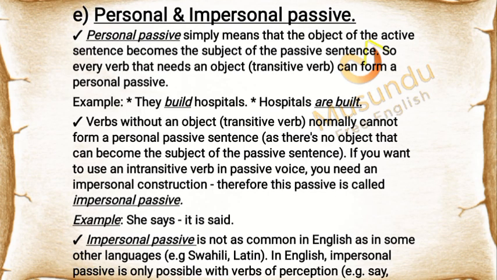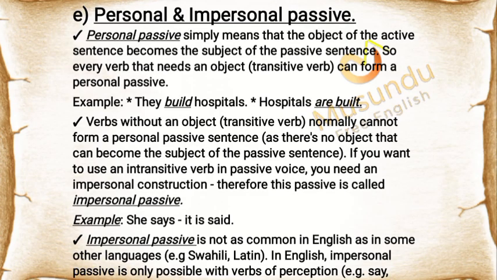So every verb that needs an object, a transitive verb, can form a personal passive. Examples: they build hospitals. Hospitals are built. Verbs without an object, intransitive verbs, normally cannot form a personal passive sentence, as there's no object that can become the subject of the passive sentence. If you want to use an intransitive verb in passive voice, you need an impersonal construction, therefore this passive is called impersonal passive. Example: she says, it is said.